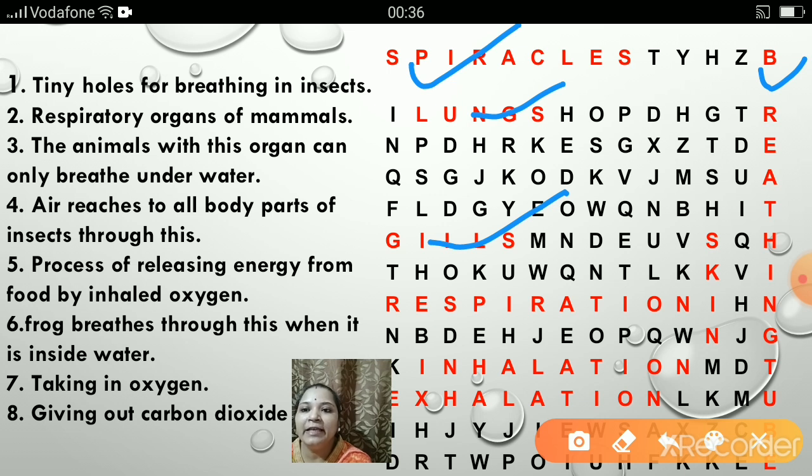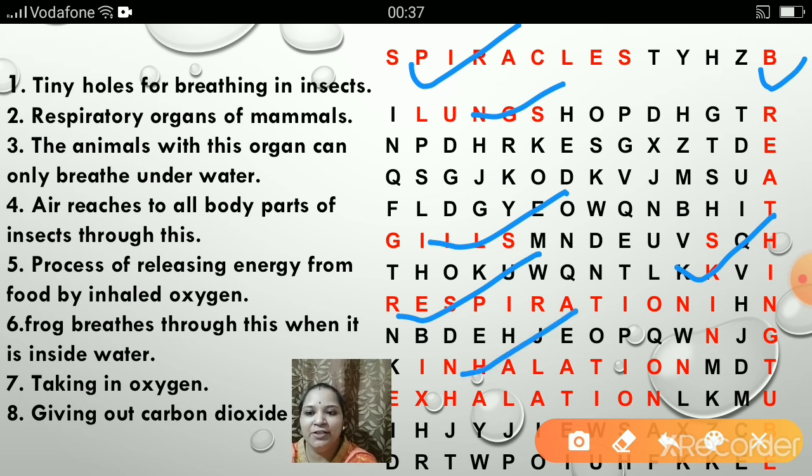Process of releasing energy from food by inhaled oxygen. So that is known as respiration. Frog breathe through this when it is inside water? The answer is skin. Taking in oxygen, that is inhalation. Giving out carbon dioxide, so it's exhalation. Now, children, let us see the next question.